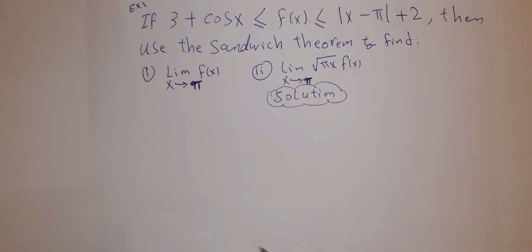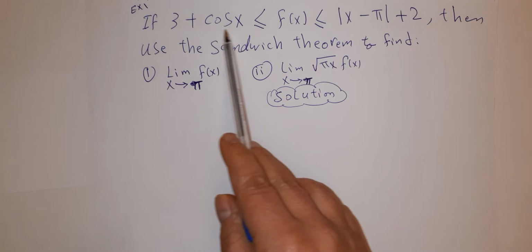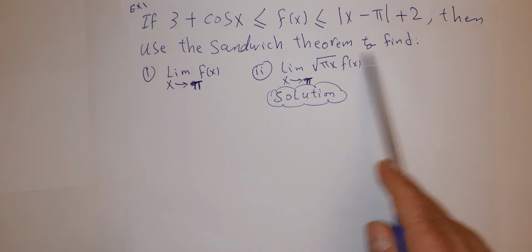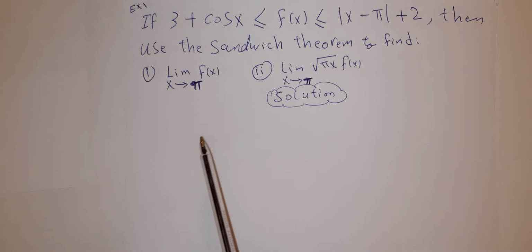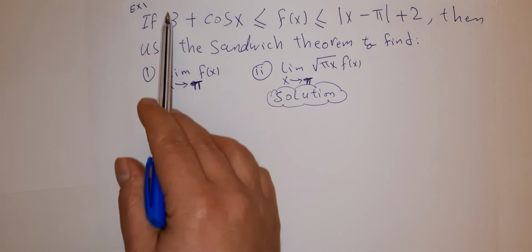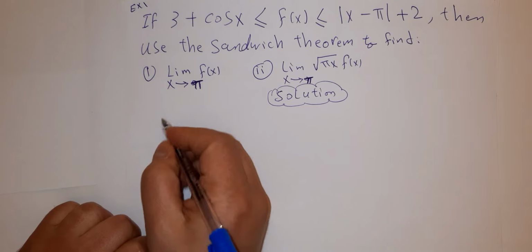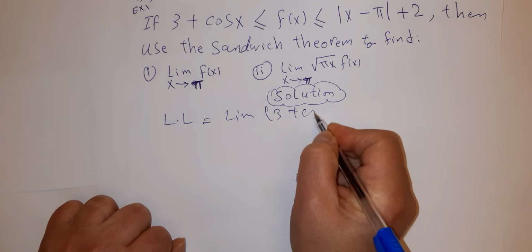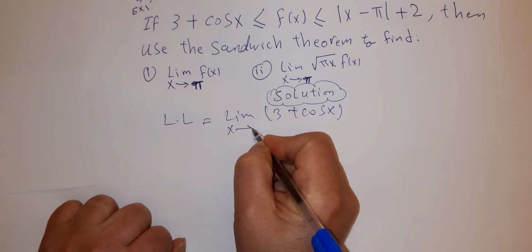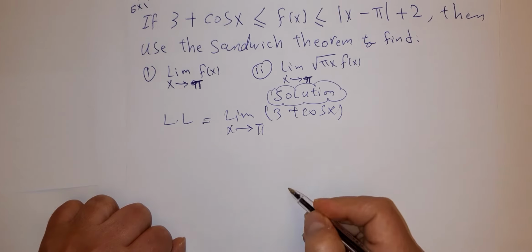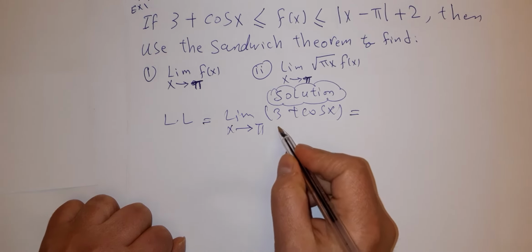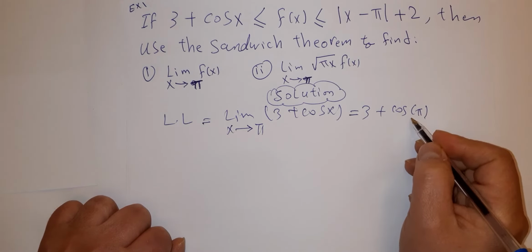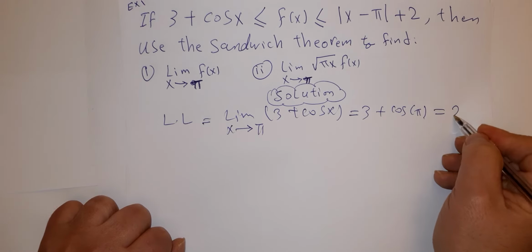Example number 1. If f of x lies between 3 plus cosine x and absolute x minus pi plus 2, use the sandwich theorem to find number 1, limit f of x. The first step, you have to find the limit of the left-hand side, or let me say left limit, equals the limit of 3 plus cosine x when x tends to pi. Now we use direct substitution, so you have 3 plus cosine pi. Cosine pi equals -1, so the final answer is 2.